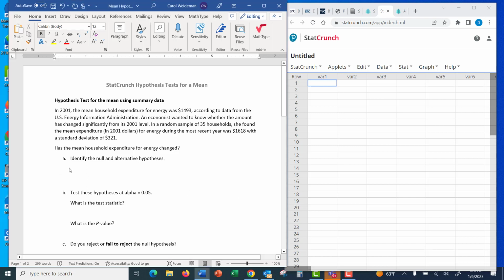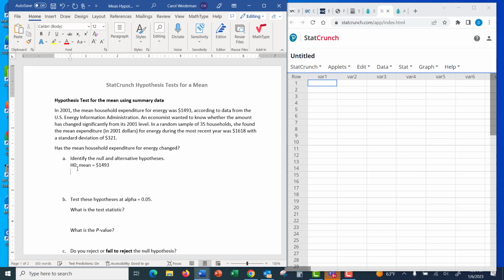We want to first write the null and alternative hypotheses. So we notice that the question here is, has the mean changed? And when we do that, what are we going to do for our alternative? We're just going to say a not equal to. So the null is that the mean is equal to where it was originally, which was $1,493. And our alternative is going to be that the mean is not equal to $1,493 because the economist didn't have a feeling as to whether it would go up or down.